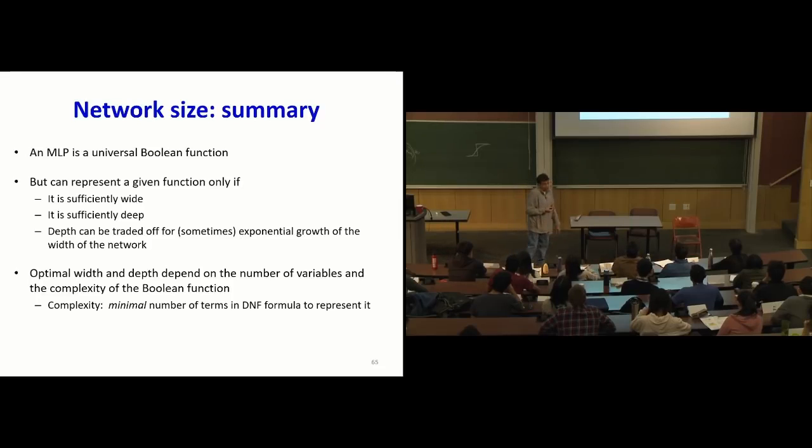Now, here's a summary. An MLP is a universal Boolean function. It can represent a given function only if it's sufficiently wide and sufficiently deep. You can trade off depth for exponential growth of the size of the network. And the optimal depth and width depend on the number of variables and the complexity of the Boolean function, where by complexity I'm speaking of the number of terms in the minimal DNF formula for the function.